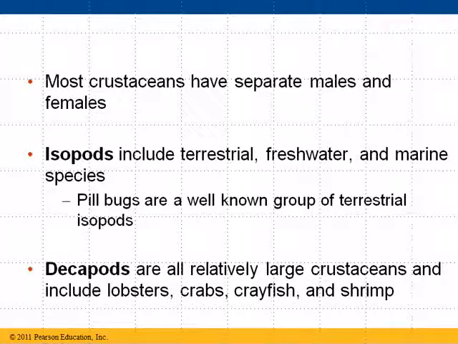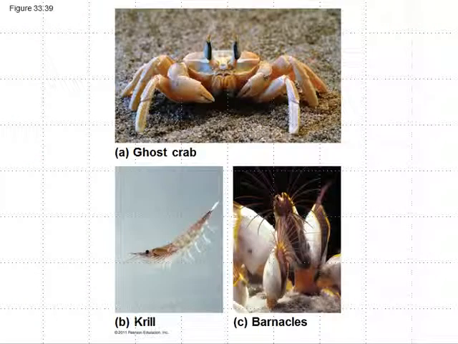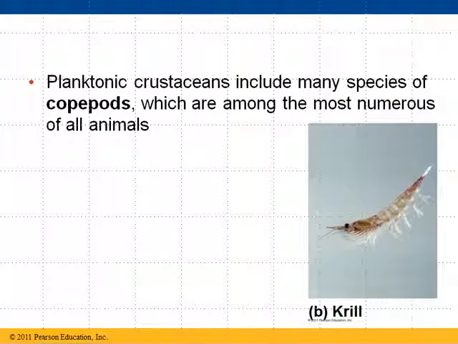Some examples of crustaceans here: ghost crabs, krill, barnacles, huge number of varieties. Planktonic crustaceans, which are the ones that are very small and are kind of swept around by the currents of the water, include many species of copepods, which are among the most numerous of all animals. I mean, you have these tiny little krill, tiny little shrimp-like creatures that are fed upon by everybody from small fish to some of the baleen whales.